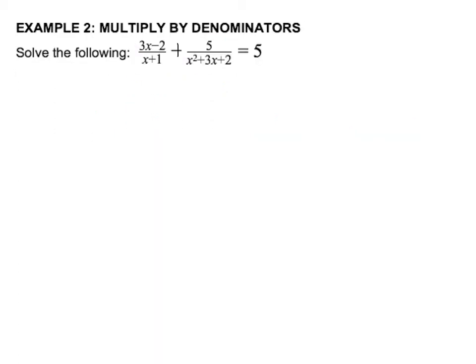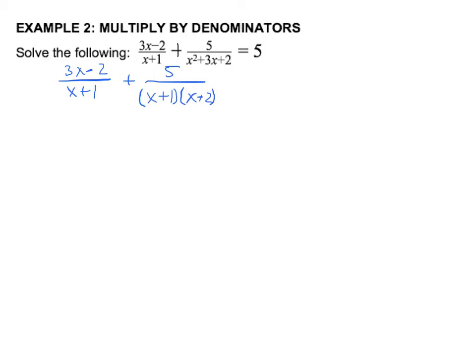Moving on to our next example, things get a little bit more complicated here. So we can see in our second expression that the denominator has not been factored, and that's what we're going to have to do first. So rewriting this equation, we have 3x minus 2 over x plus 1 plus 5 over, and this needs to factor into two binomial terms, both starting with x, and it looks like we'll have plus 1 plus 2.